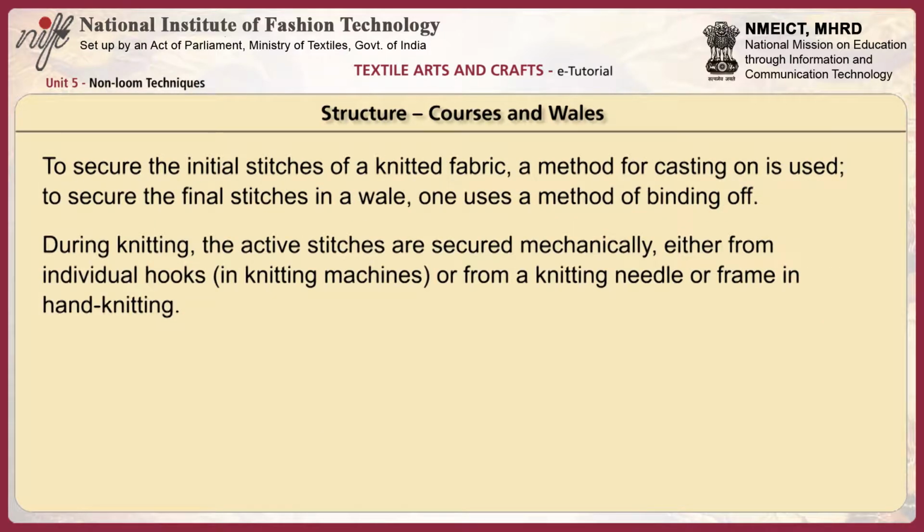To secure the initial stitches of a knitted fabric, a method of casting on is used. To secure the final stitches in a wale, one uses a method of binding off. During knitting, the active stitches are secured mechanically, either from individual hooks in knitting machines or from a knitting needle or frame in hand knitting.